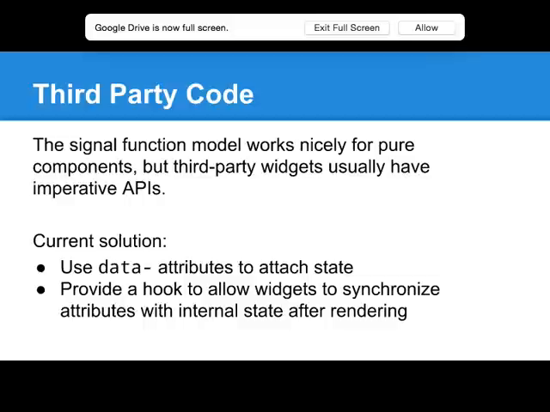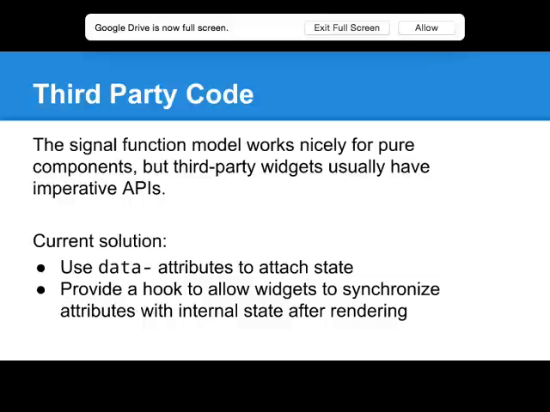So another member of the awkward squad is third-party code. The signal function model works really nicely when you're dealing with these pure components, and we ran into some issues in Slam data where we wanted to be able to use off-the-shelf components like ACE, the editor ACE. And the problem is the whole JavaScript world doesn't buy into this nice pure model, right? In practice, things are modeled using imperative APIs, and we need to be able to fit that in somehow.